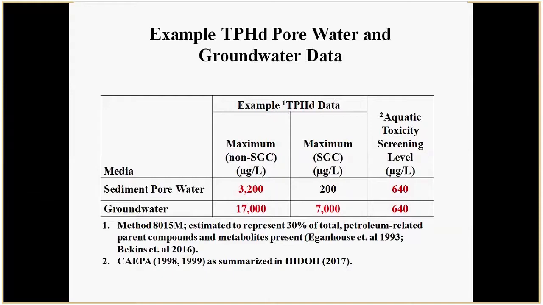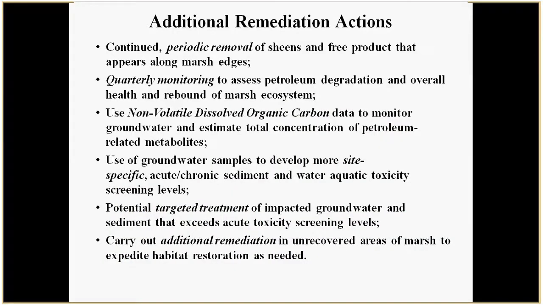That's why they suggest that the total non-volatile organic carbon data are there. Additional remedial actions here: continued periodic removal of sheens and free product that appear along the marsh edges, where you can access them. Quarterly monitoring, again using this dissolved organic carbon data to monitor the groundwater and get a better idea of where the plume is.